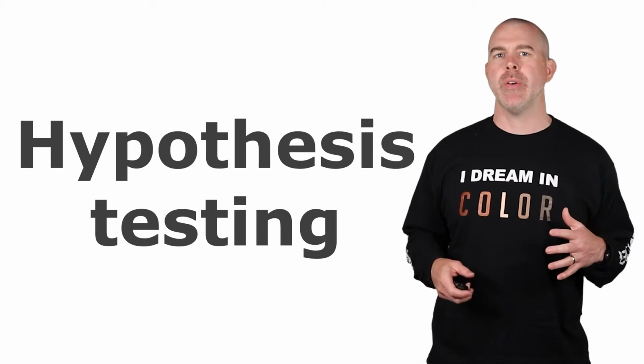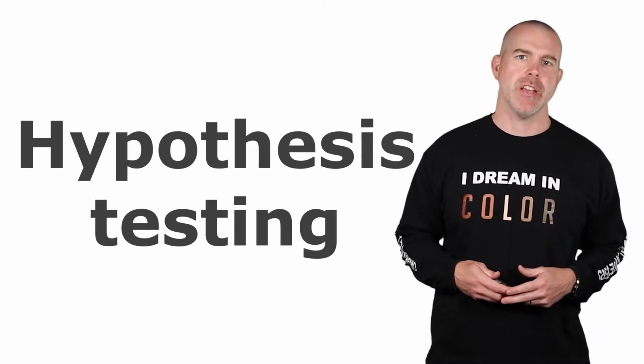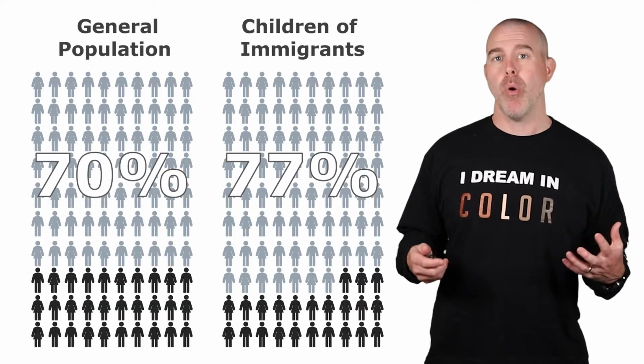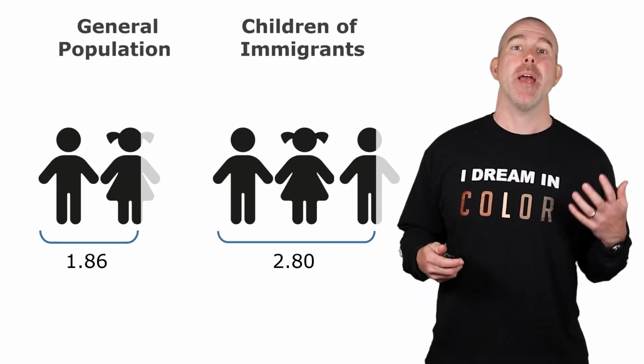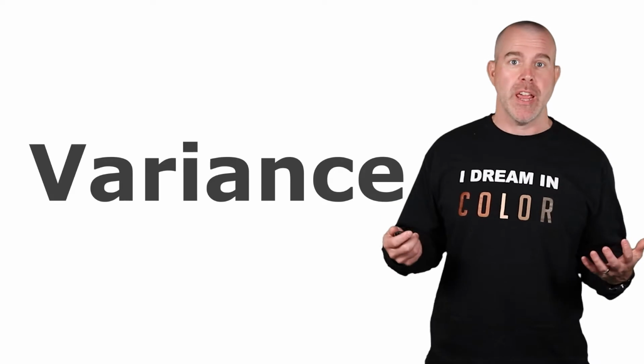So far in this series, we've done two different hypothesis tests. We've done one comparing proportions and then another comparing means. So logically, the next one would be variance or standard deviation.